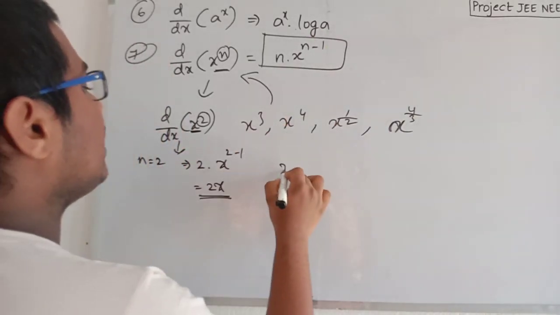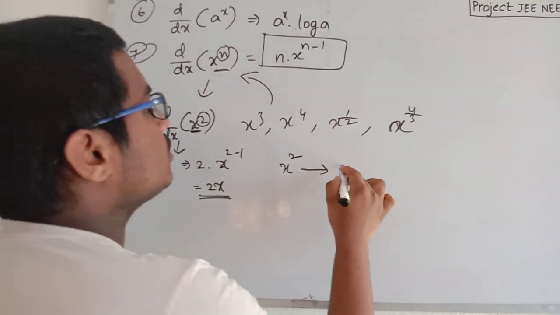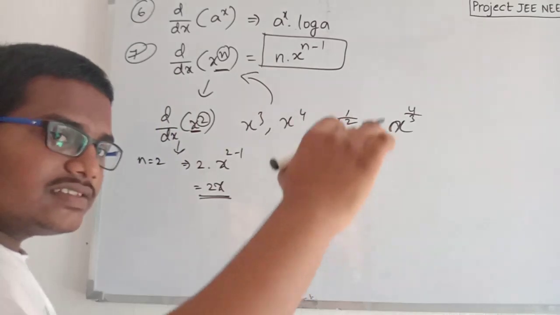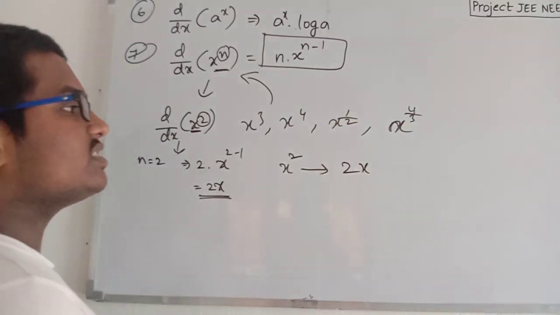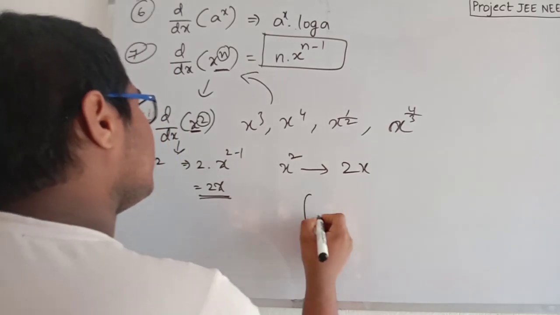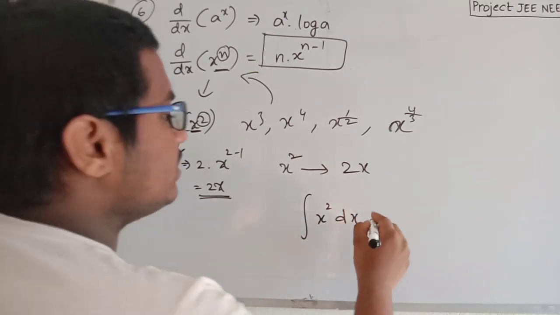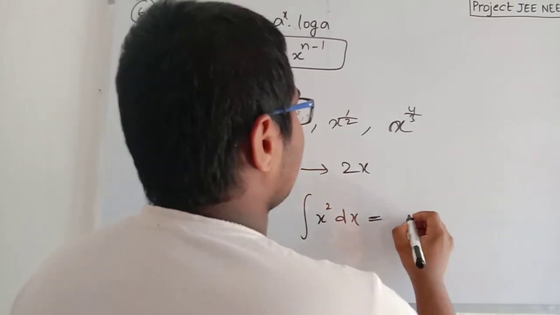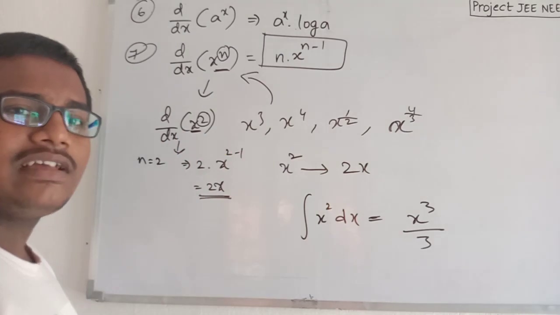So finally we have x square, but this is changed by differentiation to 2x. The power of x is reduced here. In terms of integration, for example, I give you integration of x square dx, which is x cube by 3.